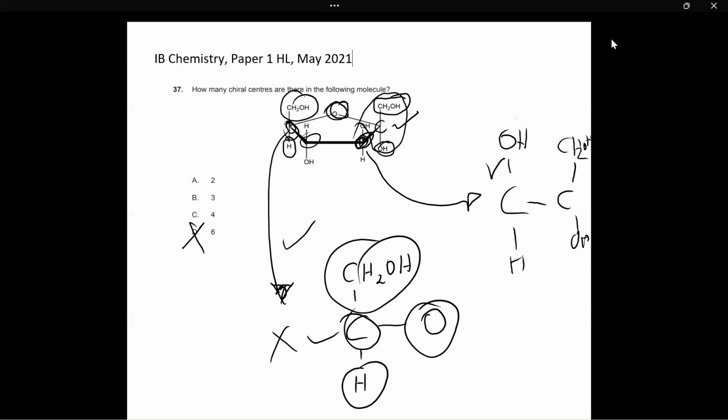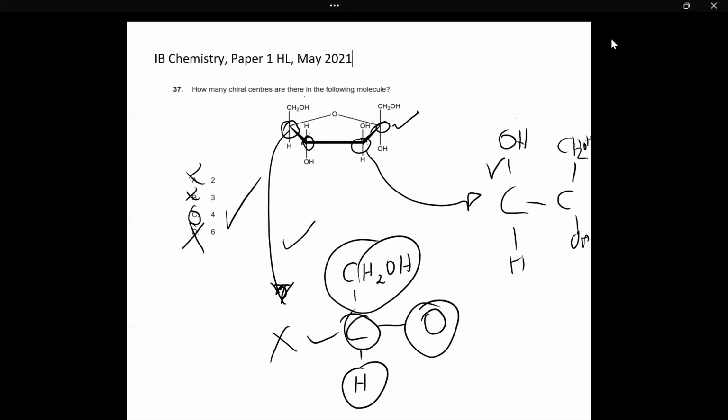So this carbon is chiral. And if this carbon is chiral, that means that this carbon will automatically be chiral as well because it is attached to an OH and H. It is attached to this group over here, and then it is attached to this whole group over here. So this carbon is also chiral. That means that this molecule over here, sorry for the messiness, has 4 chiral centers. It has 1 over here, 1 over here, 1 over here, and 1 over here. That means the answer is 4.